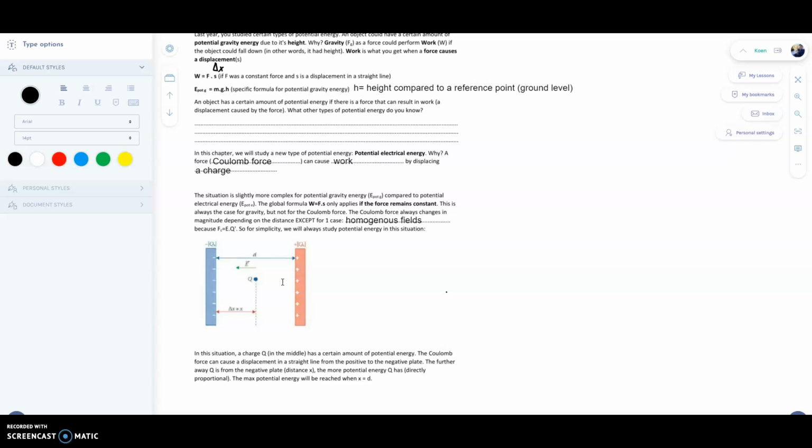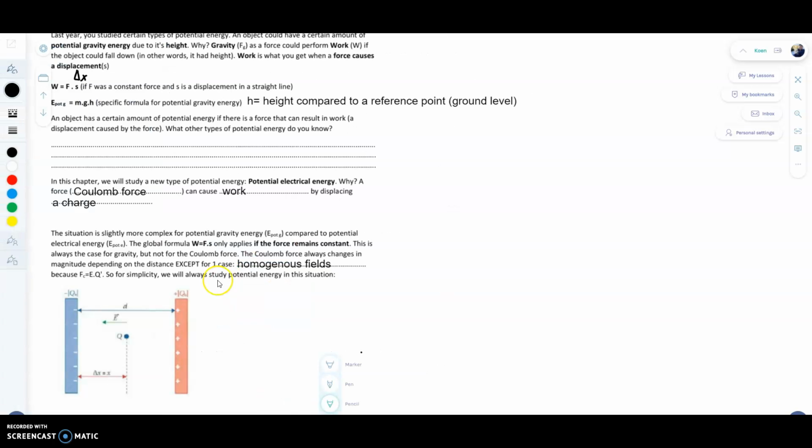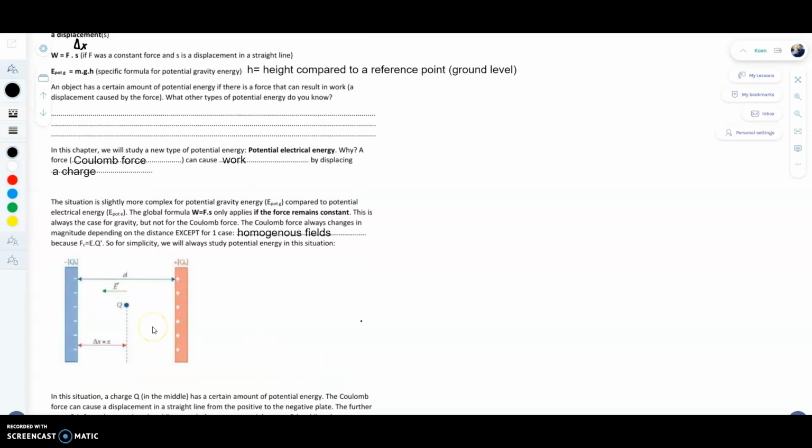Okay? Now, let's talk about potential energy in this case. Let us take a homogeneous electric field, again, done to make it easy, where the two plates are a certain distance d apart. The electric field is always going from positive plate to negative plate to form the homogeneous field, right? In this case, we have a positive charge, Q, that is placed in the middle. What would the Coulomb force look like on this charge Q?